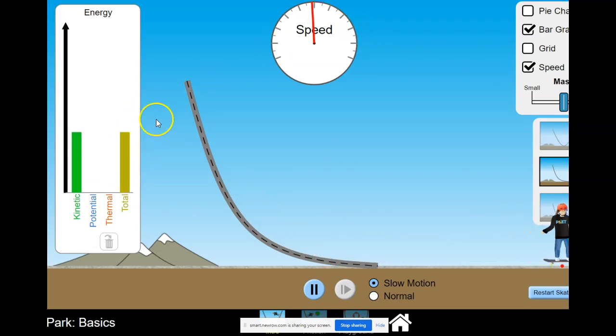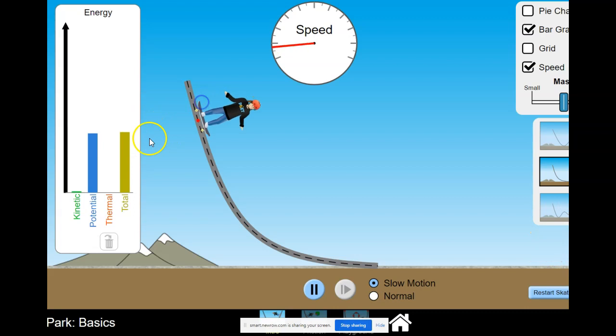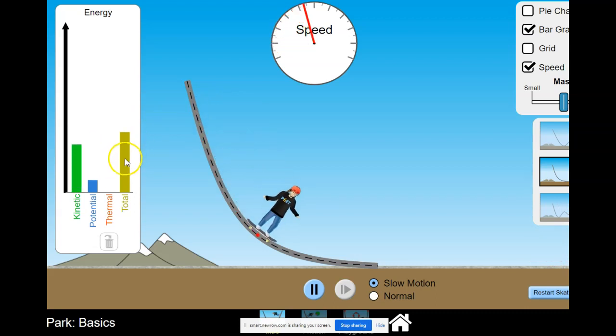Again, we only have 5 minutes left and I still have several slides to get through. We need to be participating. What's happening to our total energy?